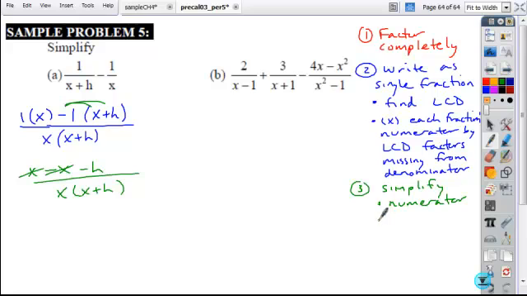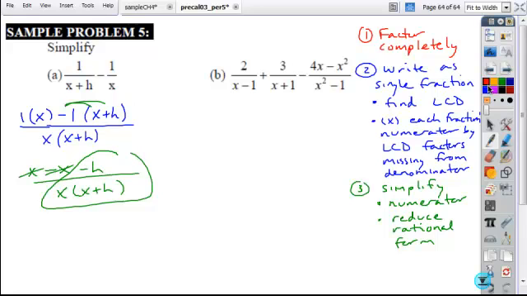Part of simplifying is to reduce your fraction. If this can be factored any further, we would do that. If we need to identify any domain restrictions in that process, we would do that as well. No factors got canceled from the denominator, so there are no domain restrictions other than what's apparent in that simplified form.